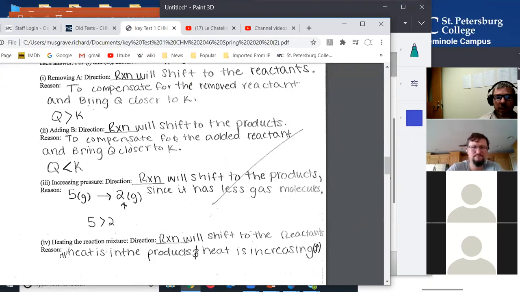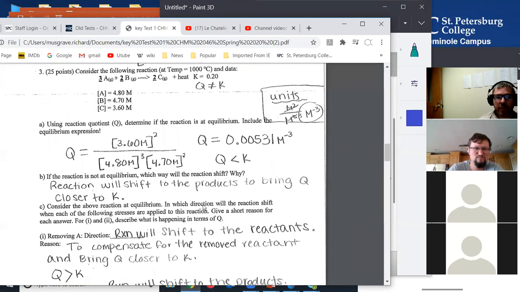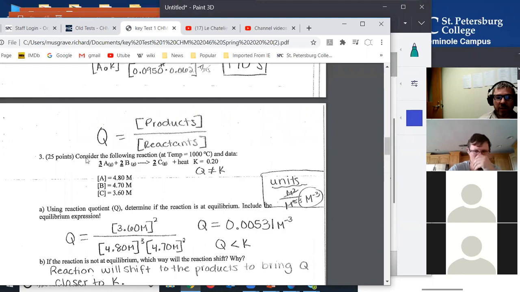Okay, the last one here, heating the reaction mixture. All right, so this is the reaction. We're going to heat it, and since it's exothermic, because we know heat is on the product side, then the reaction is going to shift towards the reactant side. It's going to use up the heat that we're adding and turn everything into reactants. So the shift will be to the reactants because we're adding heat, and heat is also a product. Does anybody have any questions?